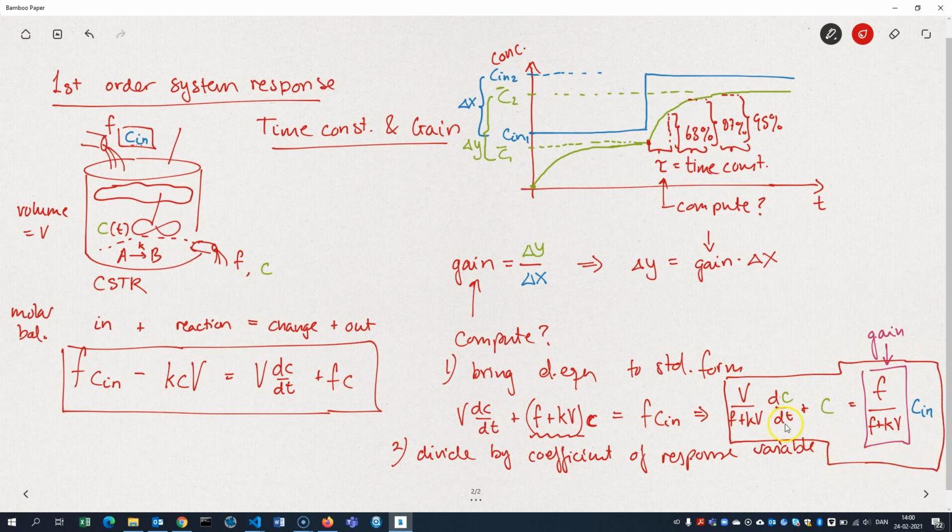Now what we do is look at the derivative term here and at the coefficient in front of that term. This number here is actually the time constant, or tau as we like to call it. So if I know the volume, the flow rate, and the reaction rate constant, I can compute the time constant, which means how long it will take for the system to achieve 63% of the change, or two time constants, 87%, and so on.